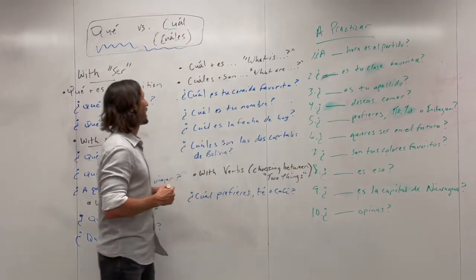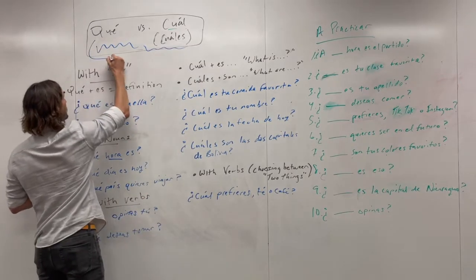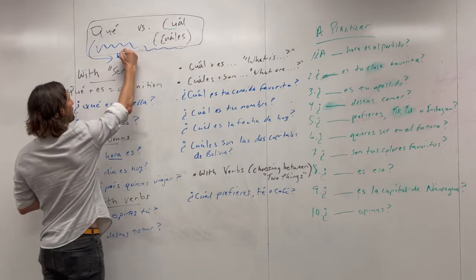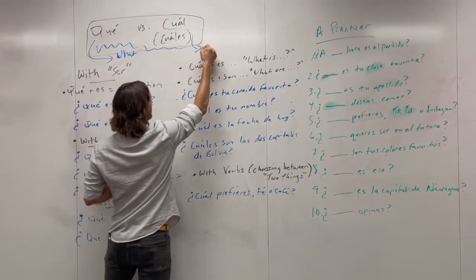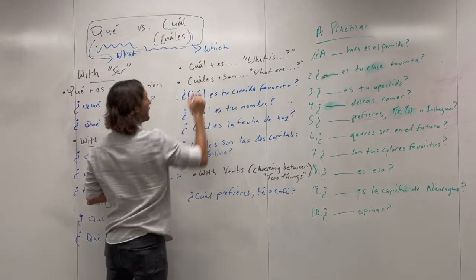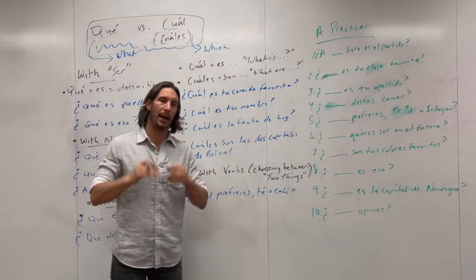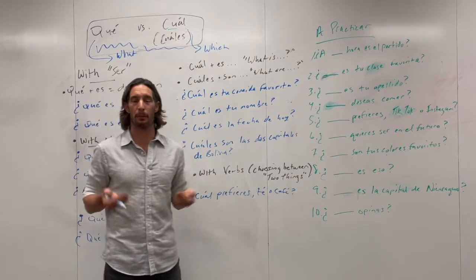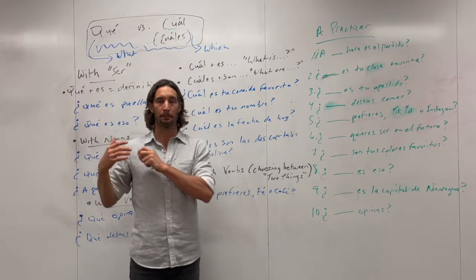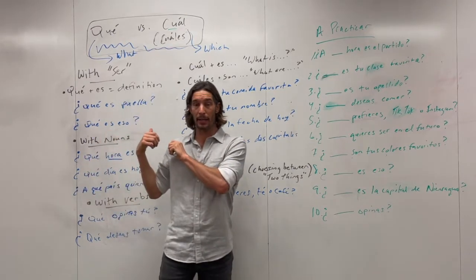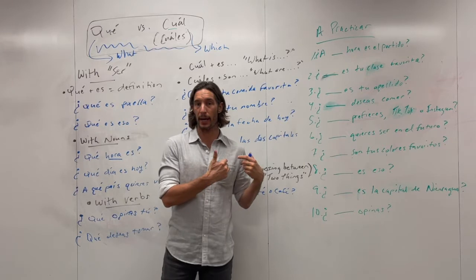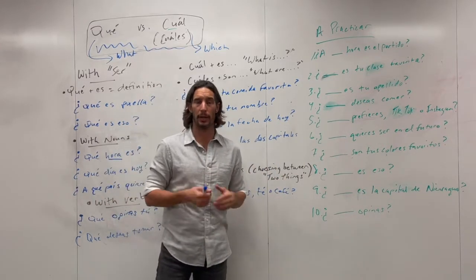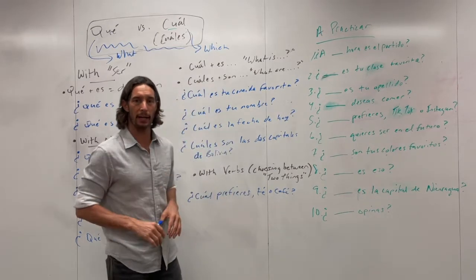And so out of the gate, it's worth mentioning, and you guys might already know this, that traditionally que means what, and cual means which, right? Like I said, it's worth putting that out there because traditionally that's what these two words mean. For example, if you look it up in the dictionary, you would see generally "what" beside que, and then "which" beside cual or cuales, with cuales being the plural form of cual, right? And like I said, we'll talk about all of that right now.